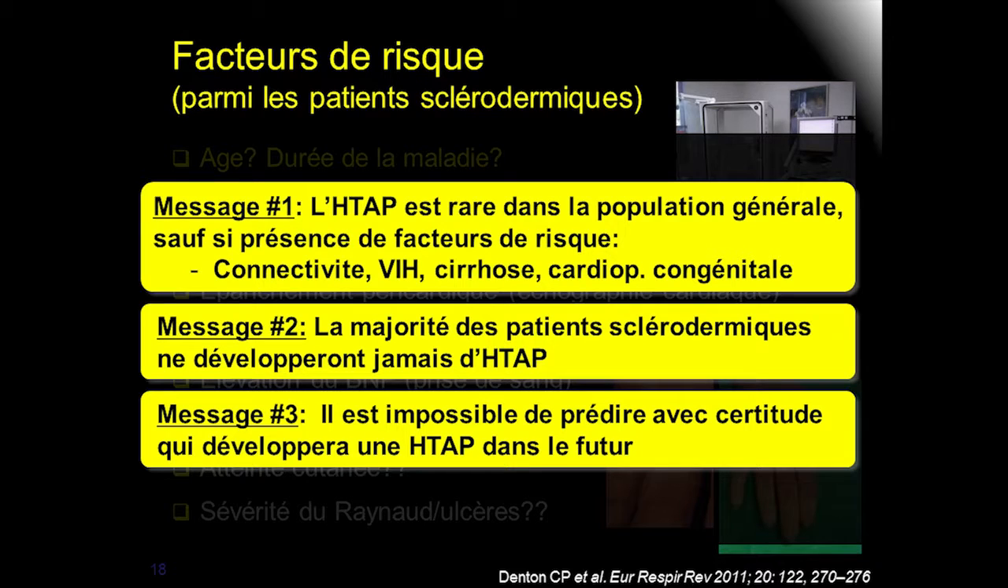It is unfortunately impossible to predict reliably who will and who will not develop PAH at some point in their lives. In the current state of the science, it's impossible to predict this. What are the symptoms of PAH? How can we diagnose this?